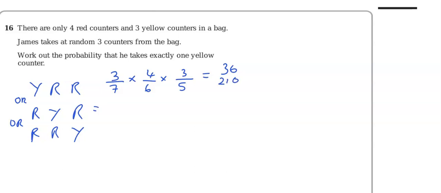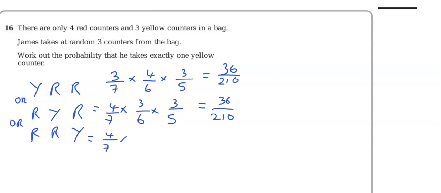So in this case, we have a red one first, which is 4 out of 7. Then there are 6 left, and 3 of those are yellow. And there are 5 left, and we're going to get another red one. Which is 36 out of 210.